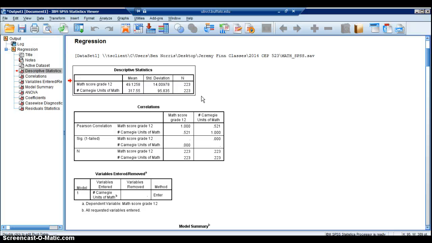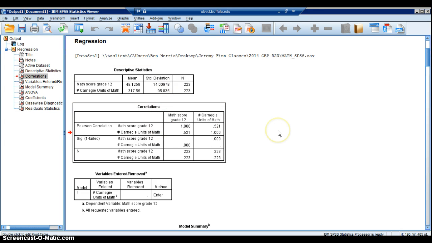If we wanted to know the variance based off this table, basically we learned that the standard deviation is the square root of the variance. So to get the variance, you would do the opposite. So we have the standard deviation here of 14.00 and change, right? So to get the variance, you would square the standard deviation. That'll give you the variance of the dependent variable.